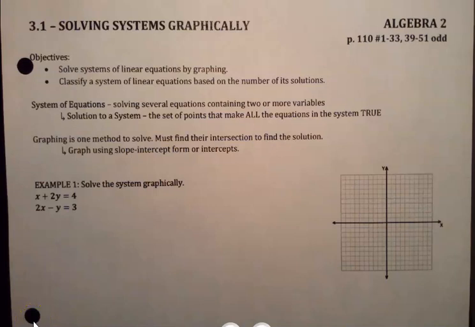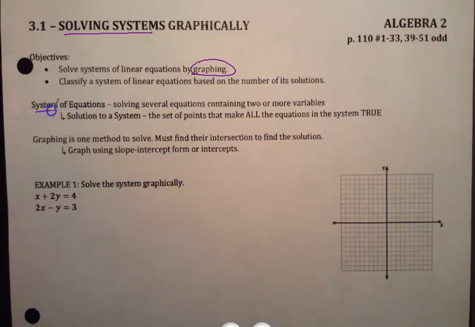All right, for Algebra 2, we are doing solving systems graphically, 3.1. Solving systems is pretty much what most of this chapter, if not all of it, is about: learning all the different ways that we can do that. So our objectives today are to solve systems of linear equations by graphing, and then to classify a system of linear equations based on the number of its solutions.